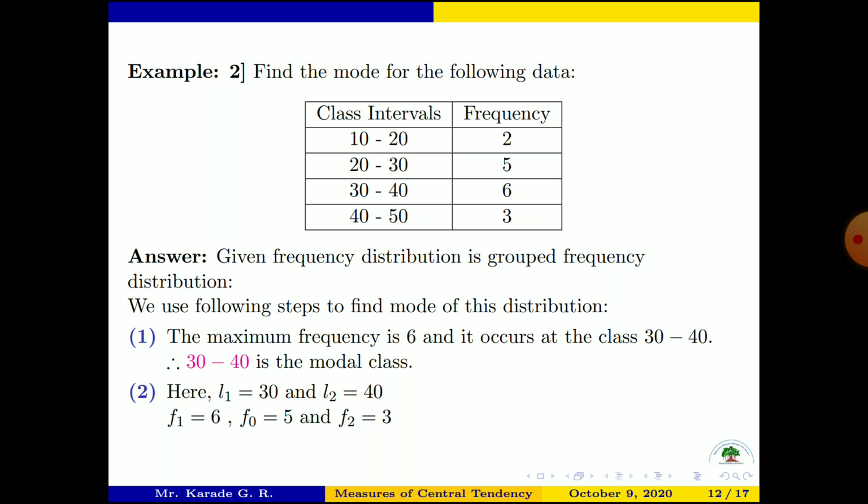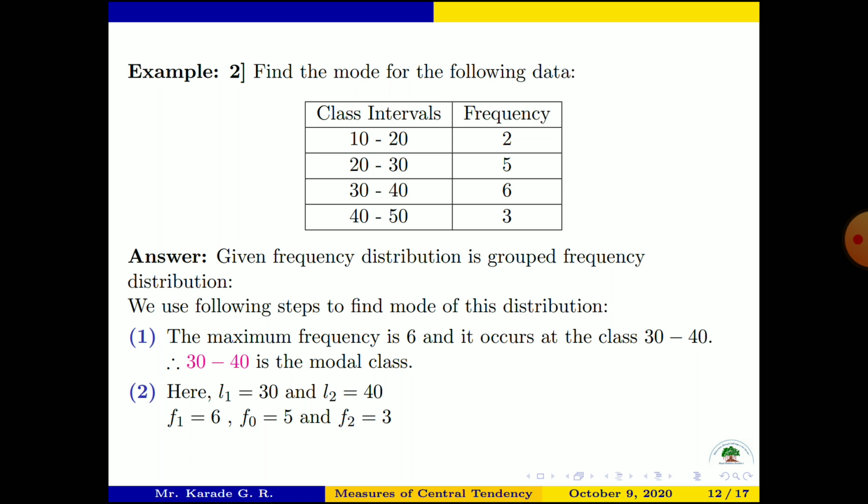Now what is F2? F2 is the frequency of the class succeeding the modal class. The frequency of the class after the modal class is F2. Our modal class is 30 to 40, the next class is 40 to 50, and the frequency of that class is 3, so F2 will be 3. F2 is 3.